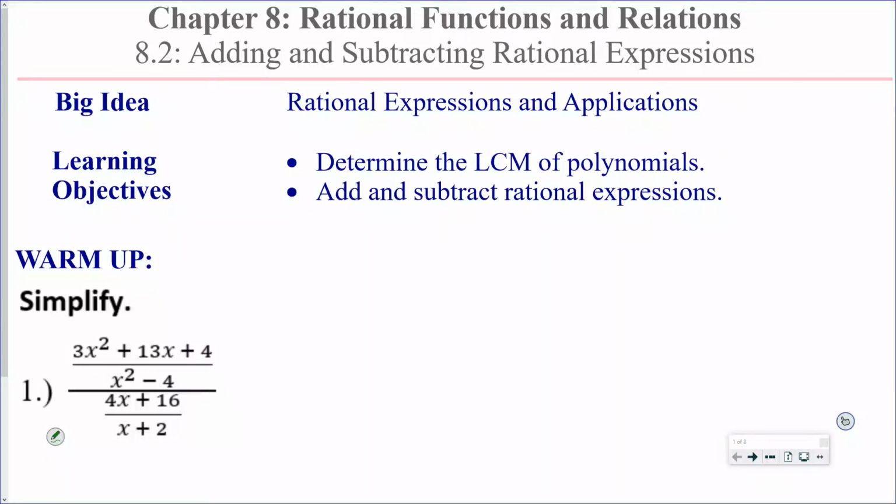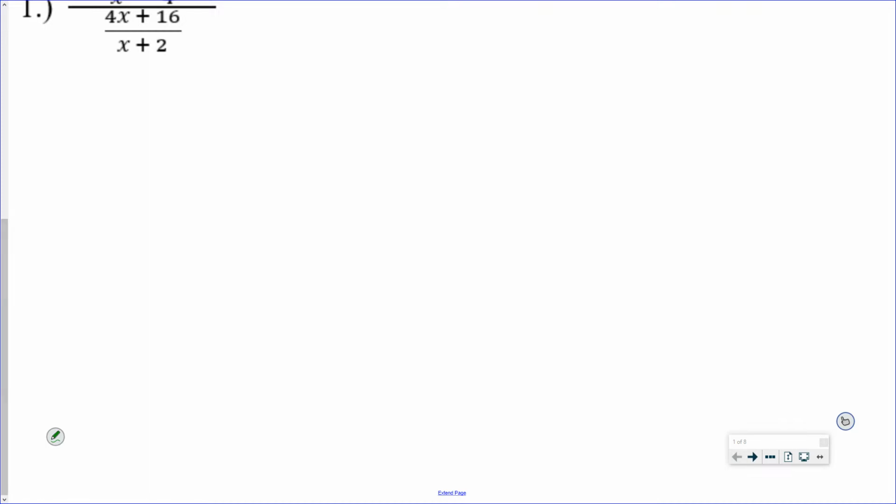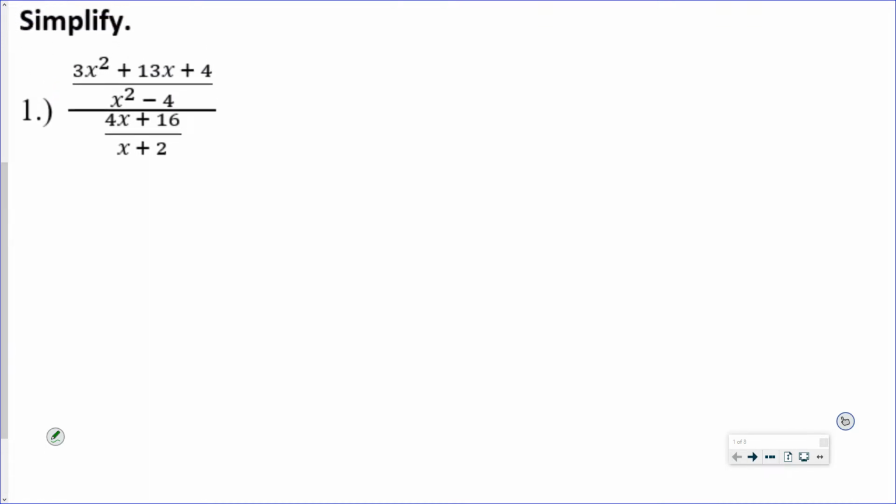Lesson 8.2. We are going to start to add and subtract rational expressions, but first we must warm up. We don't want to strain any math muscles. Okay. Anybody remember what we call this? Complex fraction. A fraction within another fraction.